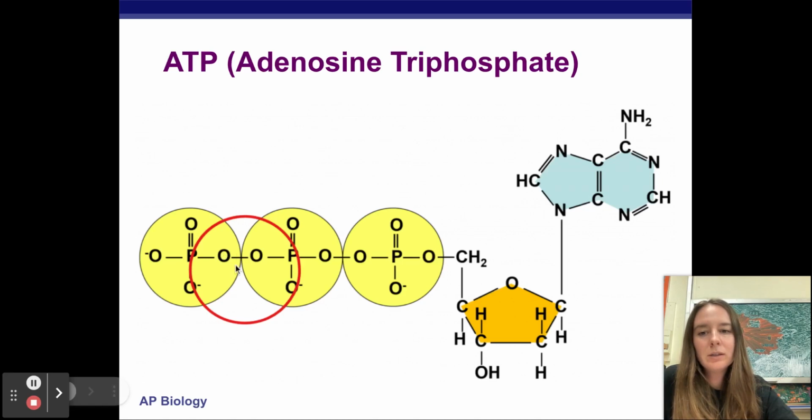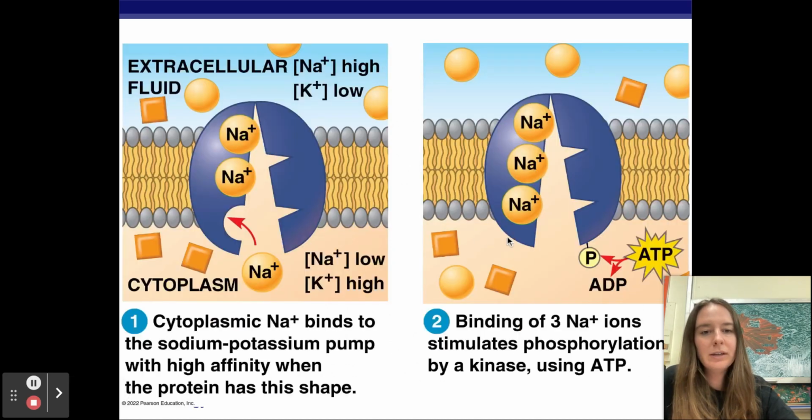And so when you cut this bond, when you chop off this last phosphate, you actually get energy. And so here, the ATP is going to lose its phosphate group, and that phosphate is going to bind here to the protein, and that's going to cause the next step to work. So that only happens when you have 3 sodium ions in the right spot.